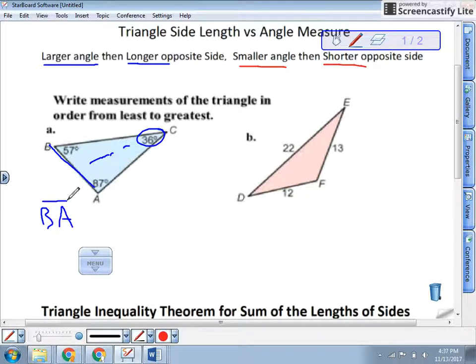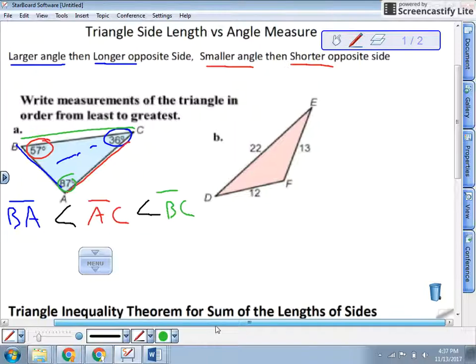Then what's the next smallest angle? Well, that's 57 right here. Which side is across from that? Right there. So BA is less than, what's the name of that segment? That's segment AC. And that's going to be less than, where's our largest angle? Right here. And what's the side opposite of it? That's segment BC. So that's writing them in order of least to greatest.